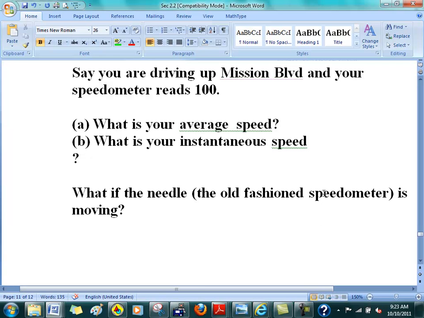And so what if your needle's not stuck there, it's not steady, right? Okay, it's kind of jittering because of whatever reason, maybe your lights or you just saw a cop and you kind of hit the brakes or something. So then you have instantaneous velocity. In other words, if you look at the speedometer, it might read 98, and then a second later it might read 102. Okay, so instantaneously it's changing.